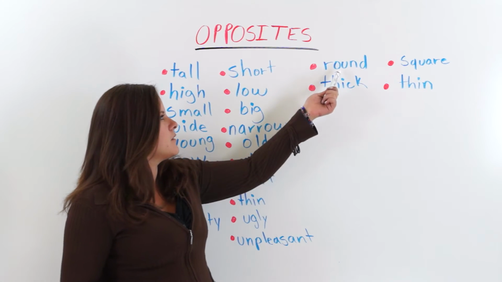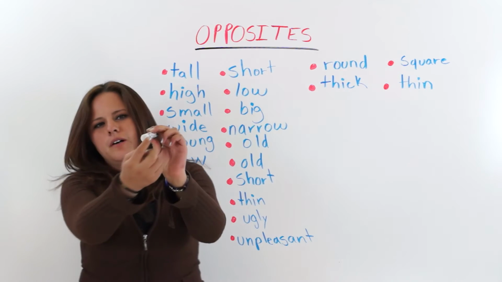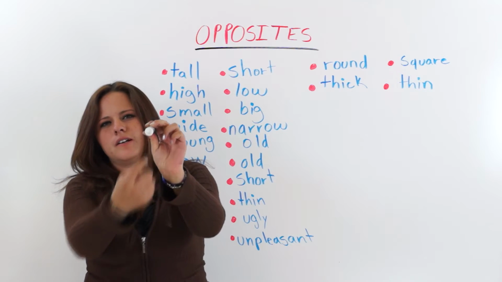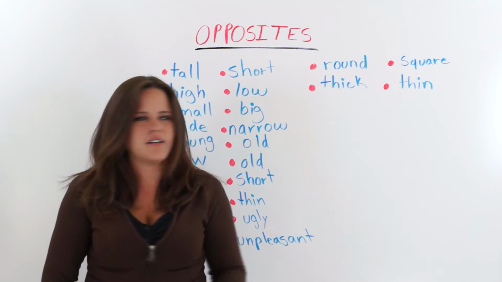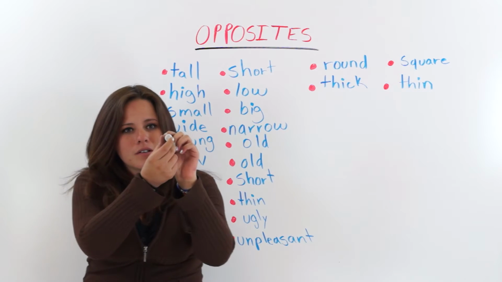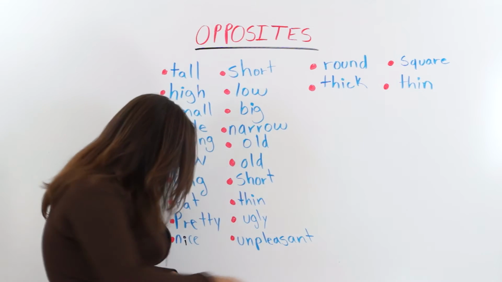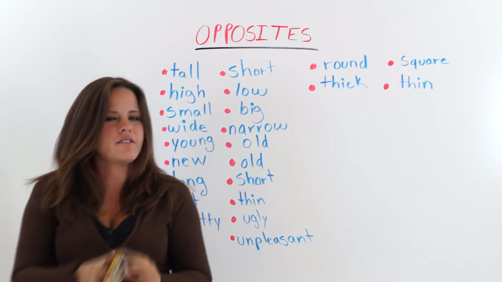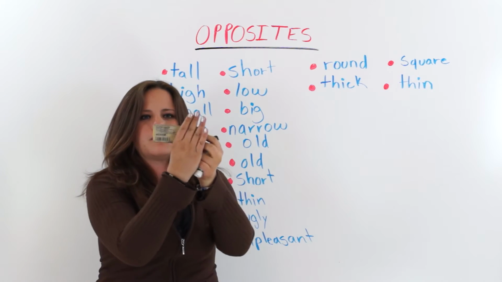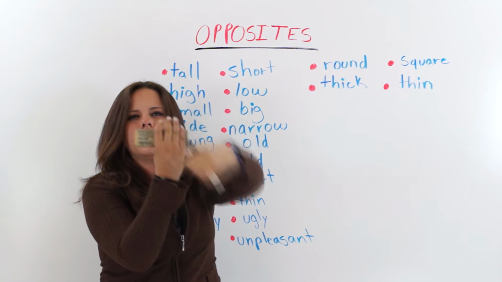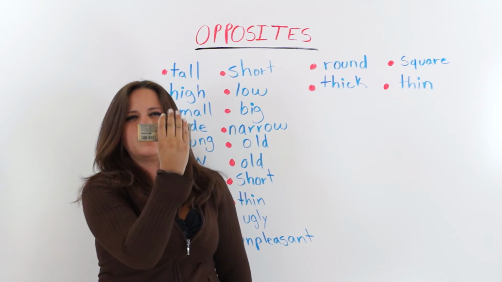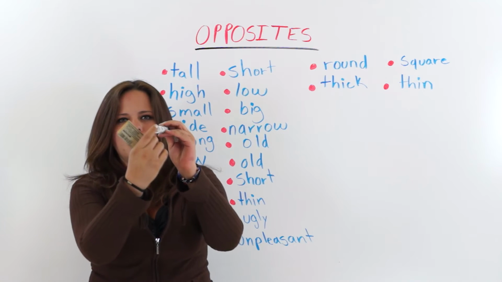Next one, round. This part of the marker right here is round, yeah? Okay. The opposite of round would be square. Okay. This is a triangle, right? Kind of. But if you cut it right here, square. Square, yeah? Square and round.